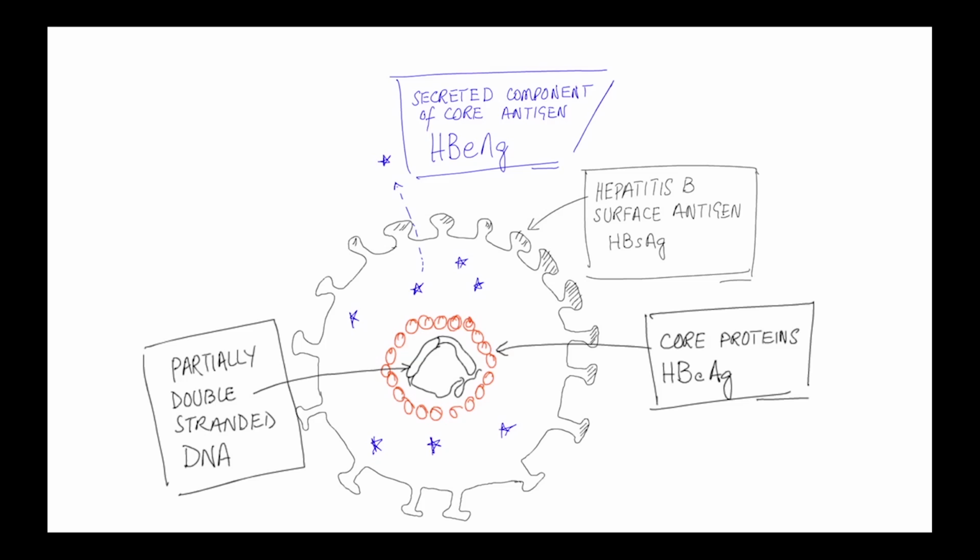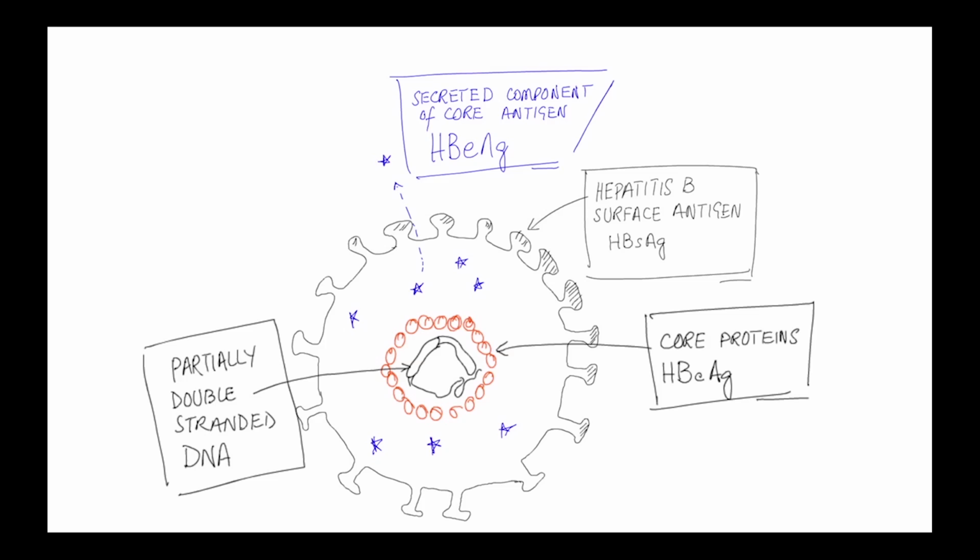Then it has the core. Core is that nucleocapsid that is around the nucleus. That core is an antigen as well. And when that breaks and is found in the serum, then we will call that hepatitis B C, C for core, antigen. So HBc antigen.